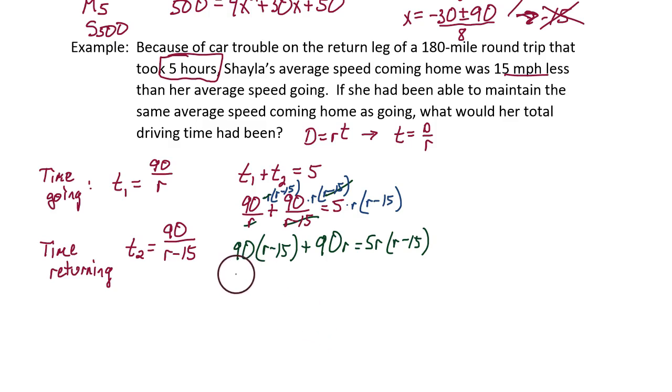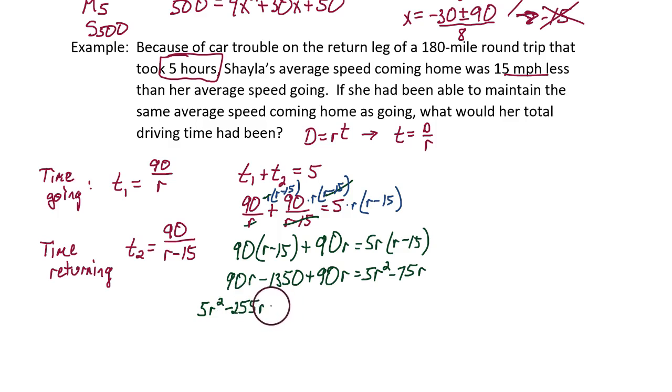Let's do some distributive property. We have 90R minus 1,350 plus 90R is equal to 5R squared minus 75R. This is going to be a quadratic equation because of the highest degree of 2. Let's keep going on the simplifying. We have our 5R squared, then negative 255R, then plus 1,350.